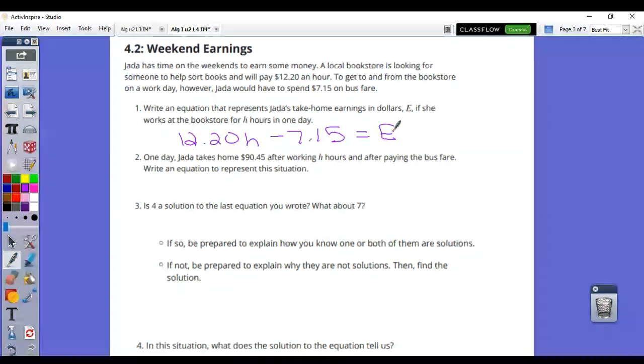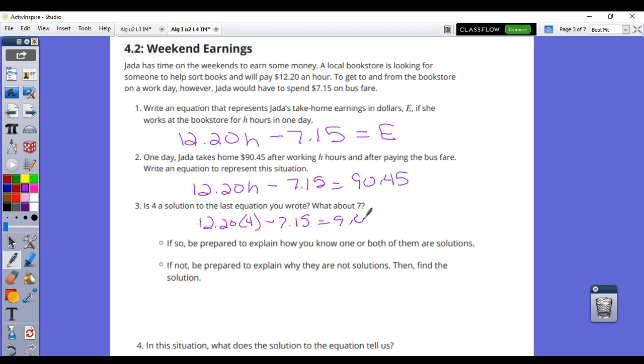One day Jada brings $90.45. So write the equation for that. So that would be $12.20 times H minus the bus fare equals how much she was able to make that day. So is 4 a solution to that? So if we multiply that by 4, we would see that that is not going to equal $90.45. So that is not a solution. Okay, so hopefully you're able to come up with a solution, and we'll move on here.